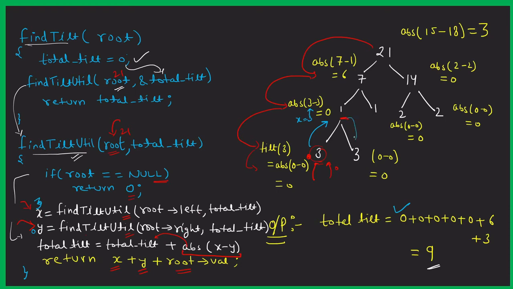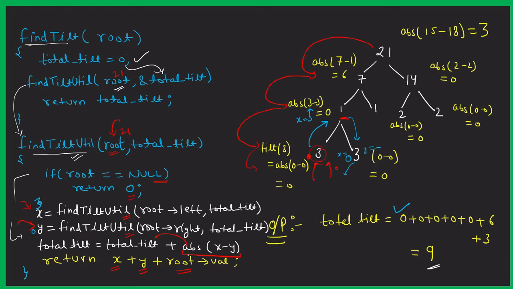So we will be coming here and this 3 is not null. So we will again go to the left part of the 3, and the left part of the 3 is actually null, so we will be returning 0. So 0 is returned here with x equal to 0. Now we have to go to the right part. The right part of 3 is null, so we will be returning 0. So y has 0.